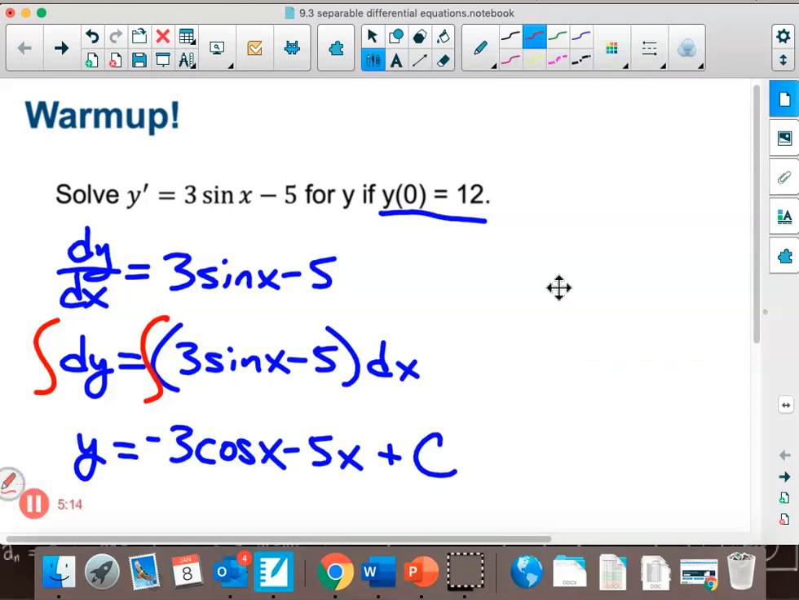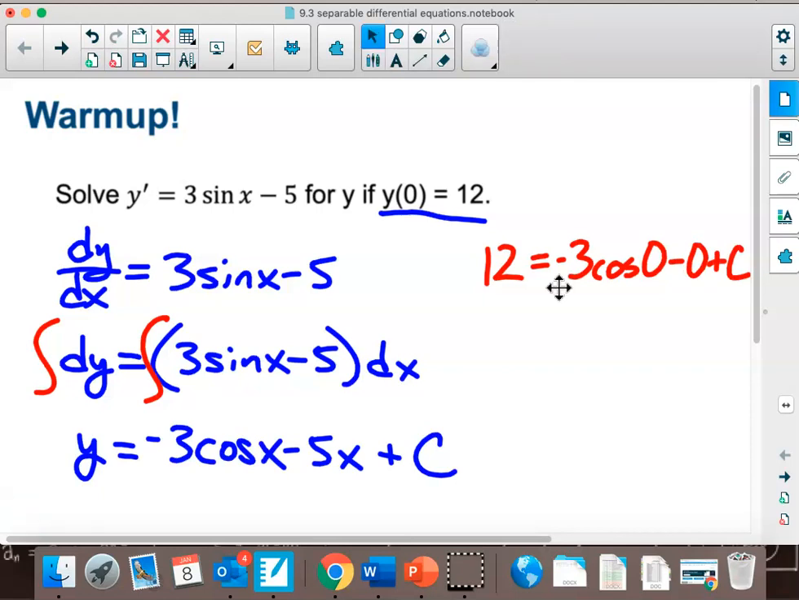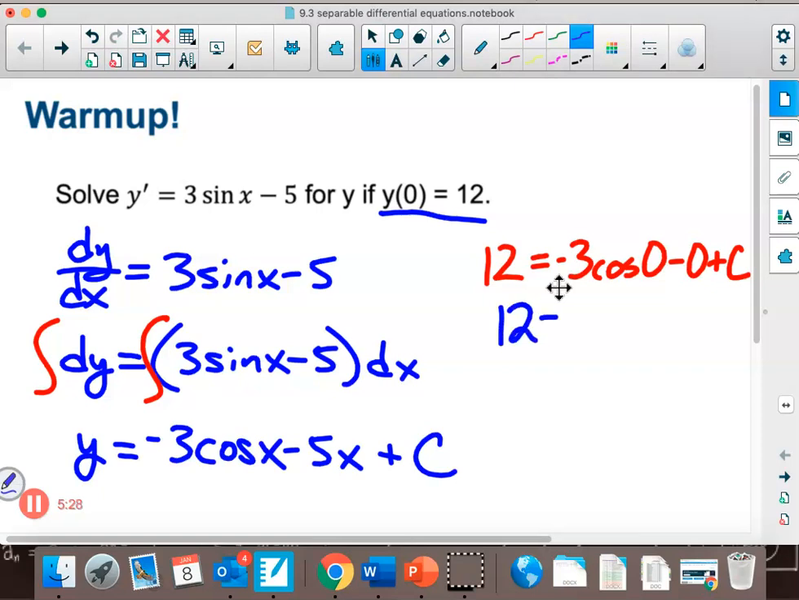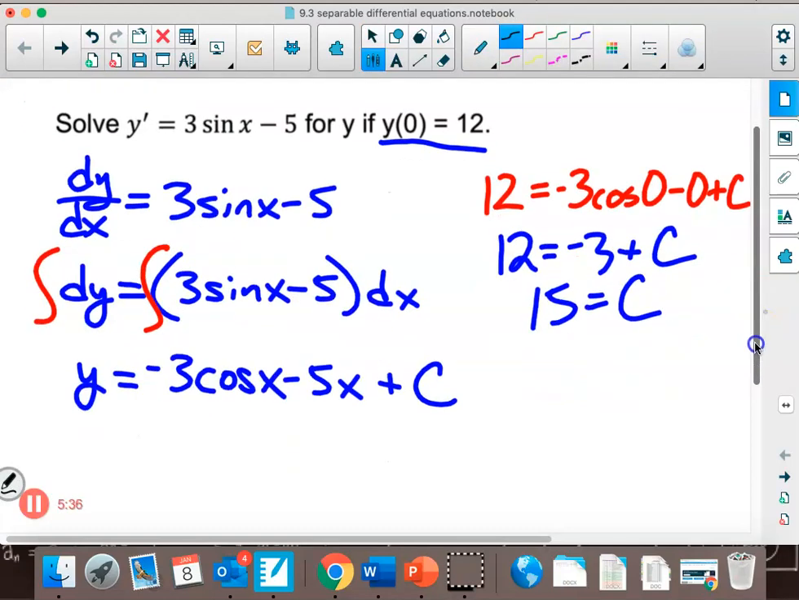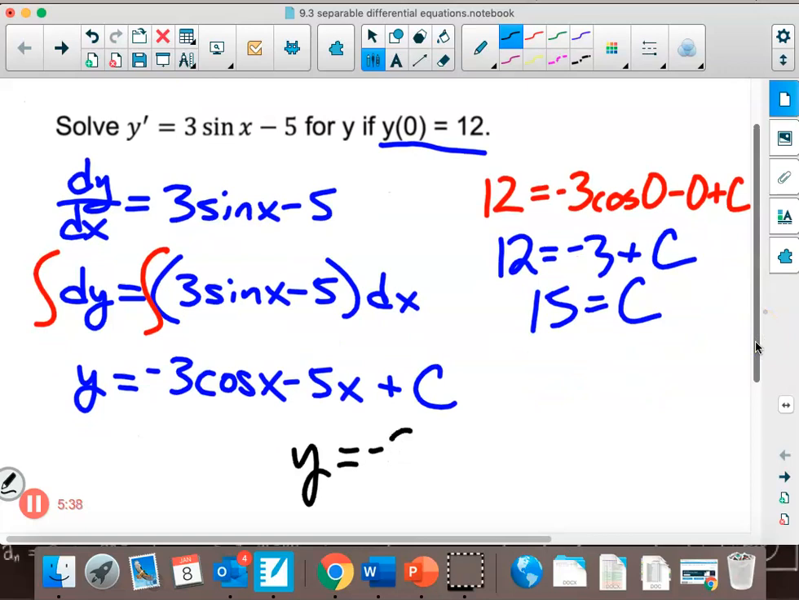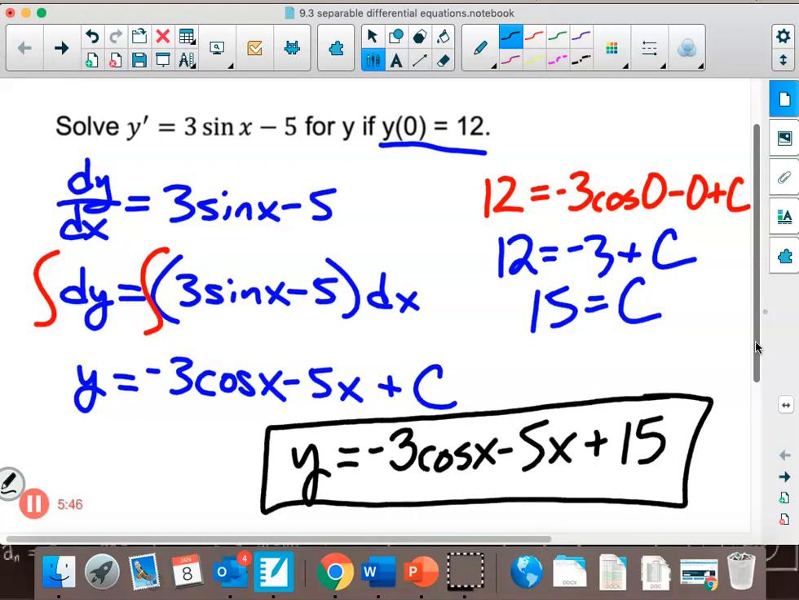I'm going to do this in different colors. So we have 12 equals negative 3 cosine 0 minus 0 plus c. What's the cosine of 0? 1. So you get 12 equals negative 3 plus c. So c equals 15. And our final answer would be y equals negative 3 cosine x minus 5x plus 15. Kabam. Which is what you all got. So well done. Good job.